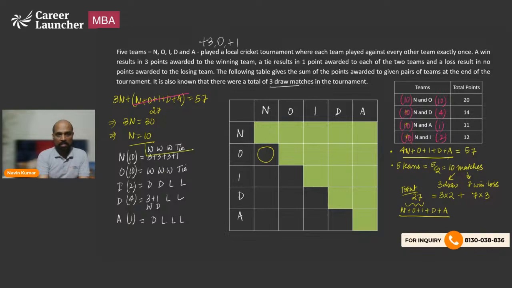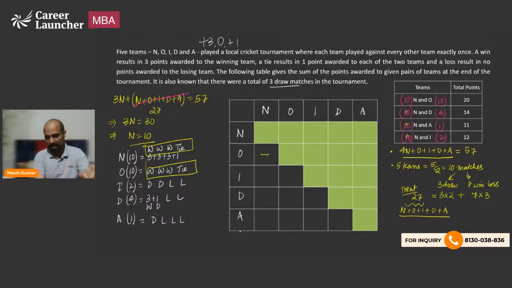Now, if you look at the match between N and O, these are their results. N has 3 wins, O has 3 wins, and a single tie in each of them. It can't be a win for N, because if there is a win for N, then there has to be an L for O. Loss should have been visible for O. Vice versa, if O won this match against N, that means in N's result of 4 matches, we should be seeing a loss over there. We do not see a loss in either of those. That means this match was definitely a tie.